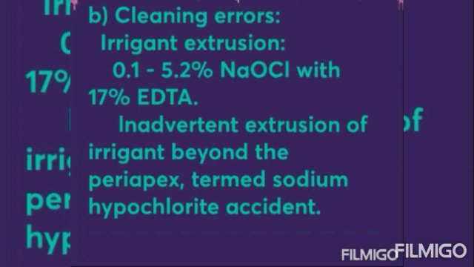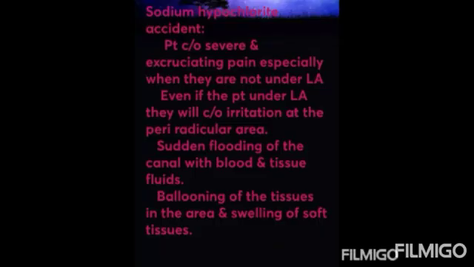Next, moving on to cleaning errors. Here, irrigant extrusion. The standard regimen of irrigation is 0.5 to 5.25% sodium hypochlorite with 17% EDTA. It is very important: in endodontics, every procedure including irrigation of the pulp space is of a passive nature. Definitely it is a passive movement. Inadvertent extrusion of irrigant beyond the periapex is termed a sodium hypochlorite accident. So sodium hypochlorite going beyond the periradicular region is called a sodium hypochlorite accident.